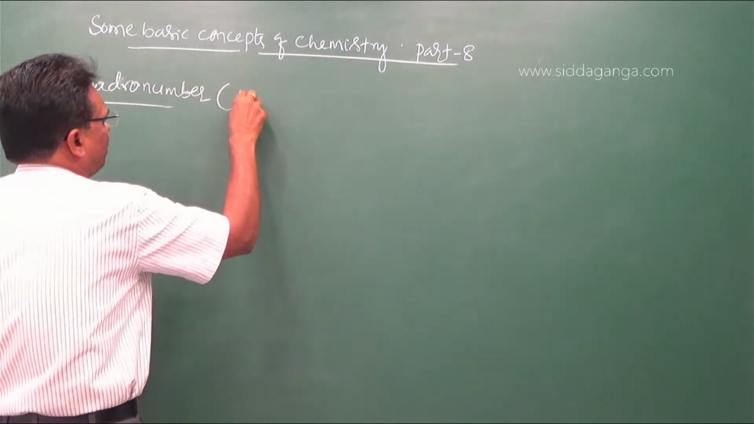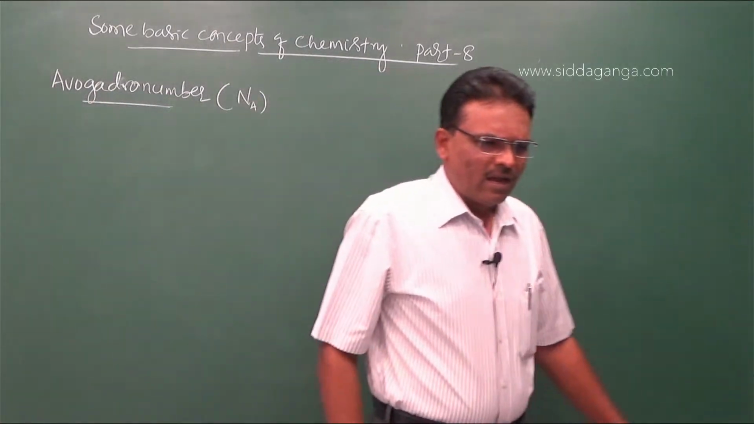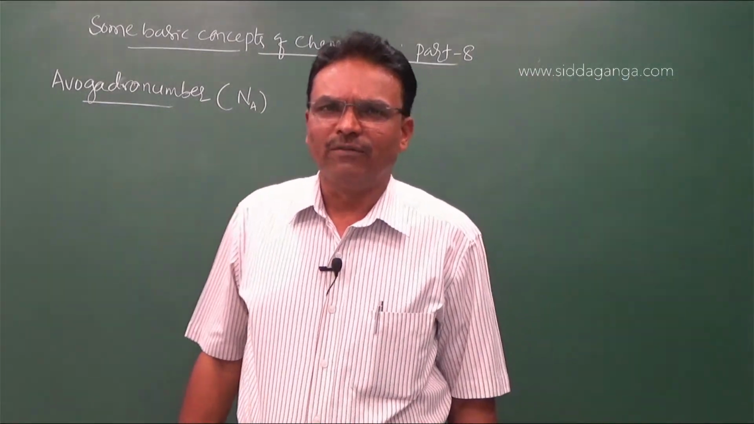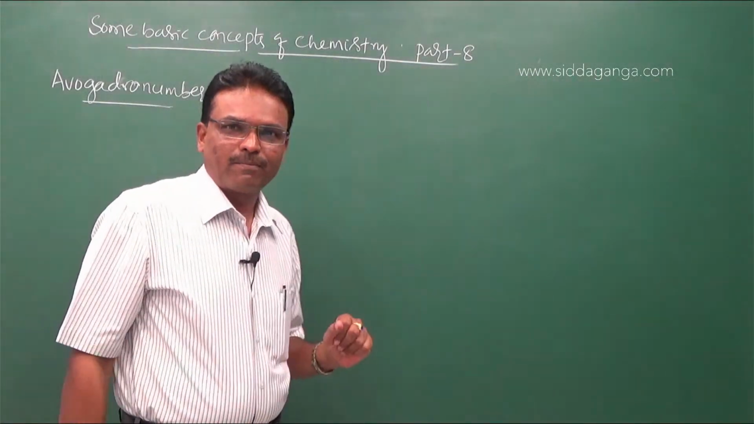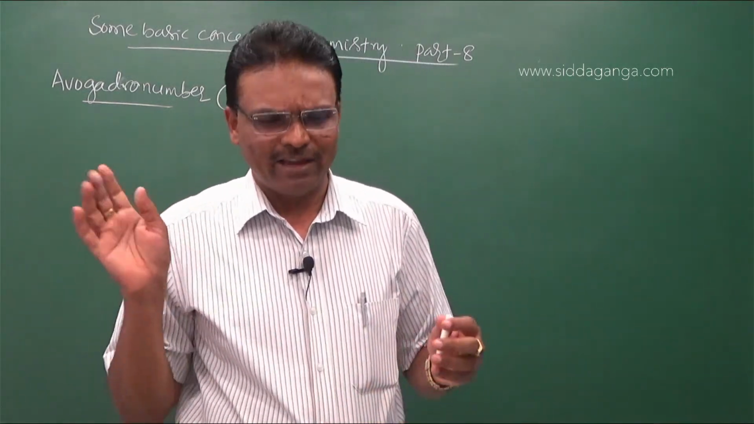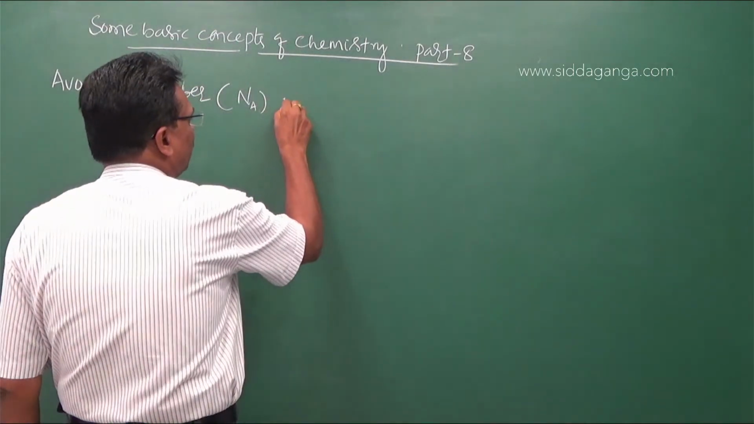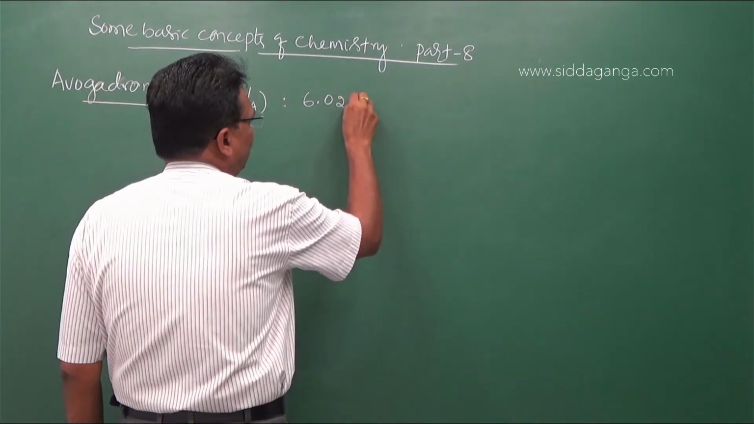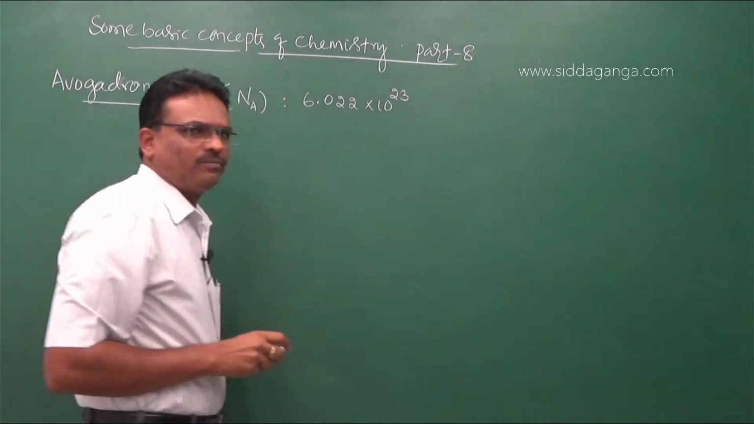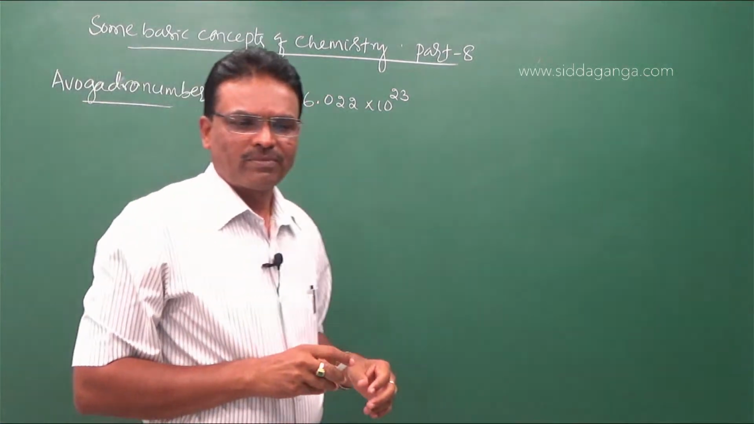So it is denoted by Na. So what is meant by Avogadro number? How would you define the term Avogadro number? So we know that Avogadro number is a constant value. Its value is found to be 6.022 into 10 to the power of 23. So this is the value of Avogadro number.